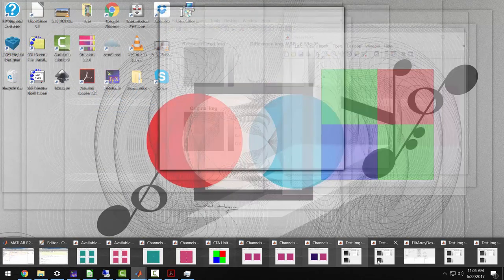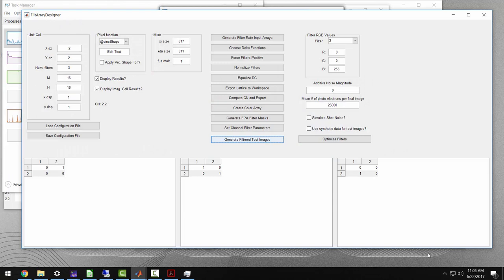So let's go back to looking at some of the different options in the software. We can save and load configuration files so that this configuration shown in the GUI, including the number of filter elements and unit cell sizes, etc., is all saved, and then you can reload it. The next thing we're going to look at is the choose delta functions. So let's go to a 3x2 or a 2x3 array.